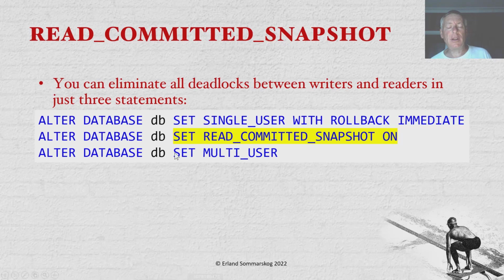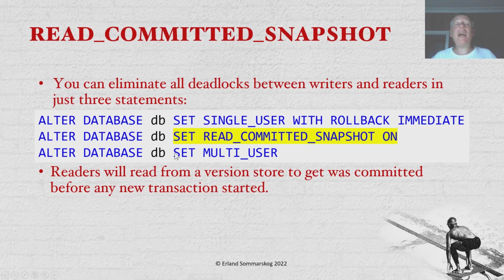So it's quite a drastic change, yes. Now, why is this? Well, because when you enable this, this means rather than reading from the rows directly and taking locks, the readers will read it from a version store, and that doesn't require locks, and they will get what was committed before any new transaction started. So basically, the reader will see the state of the database when the select statement started, more or less.